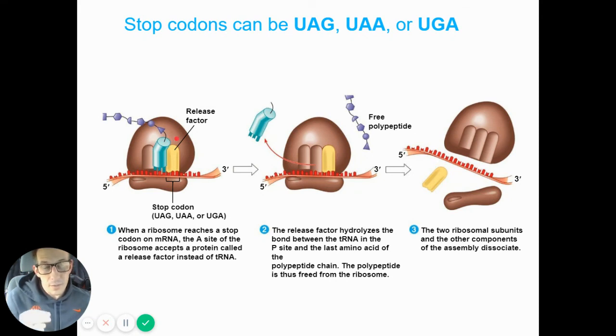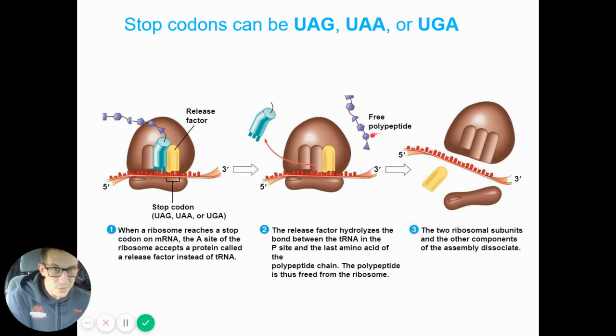And if you remember back again to chapter 5, these bonds that get cut by water, that process is known as hydrolysis. Hydrolysis is splitting by water. So the release factor brings in a water molecule. The water molecule cuts this bond right here, and then the polypeptide falls off.